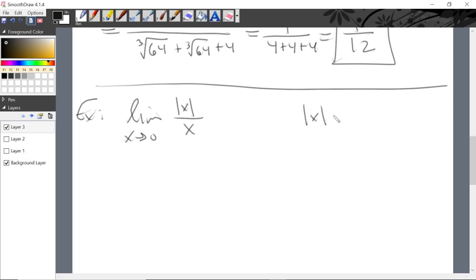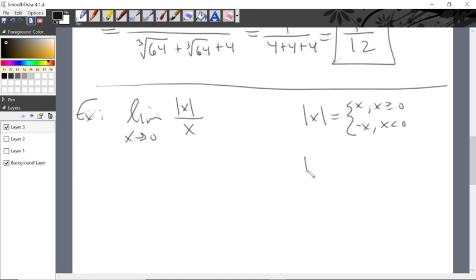Consider that the absolute value of x is piecewise. It is written as x if x is greater or equal to 0, but it is negative x if x is less than 0. That is, we're going to switch the sign if x was negative already. Okay, how does that apply to this?